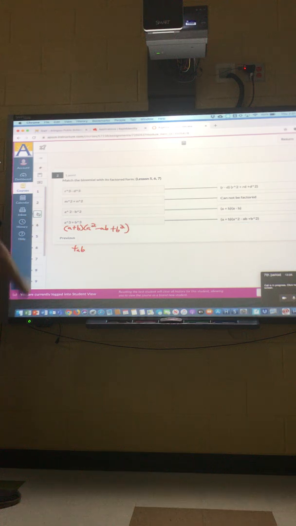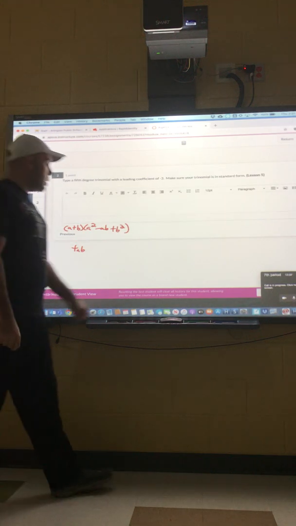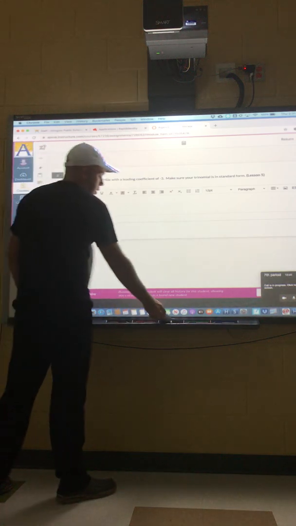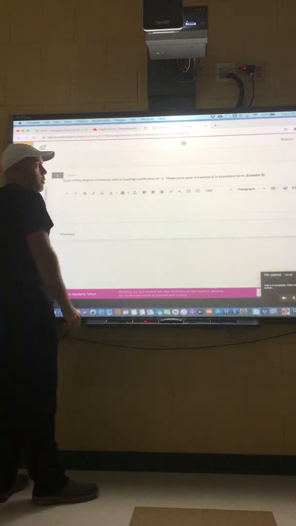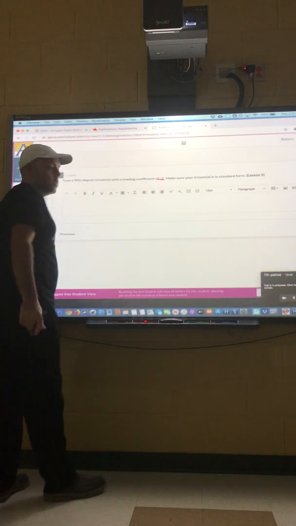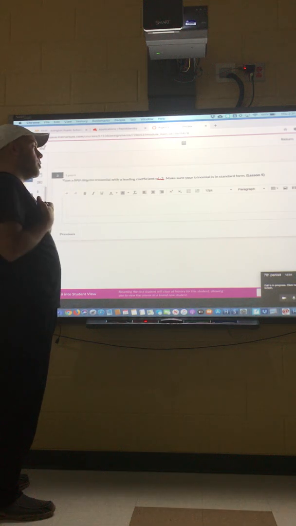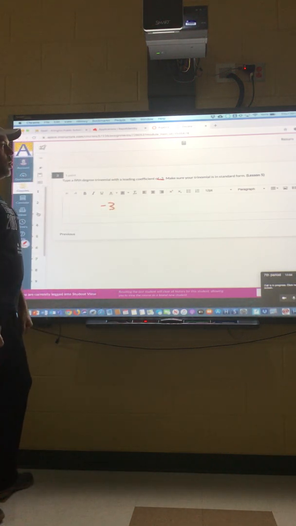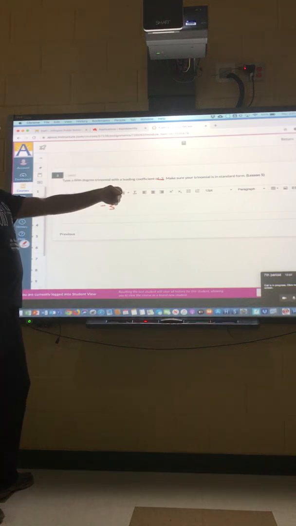Okay, number 3. So this says type a 5th degree trinomial with a leading coefficient of negative 3. Make sure your trinomial is in standard form. Okay, so let's identify the things that matter here. We need a leading coefficient of negative 3. So remember what that means. That means the very first term needs to be negative 3. So we're going to put that down, okay? We need a trinomial, so that means 3 terms.